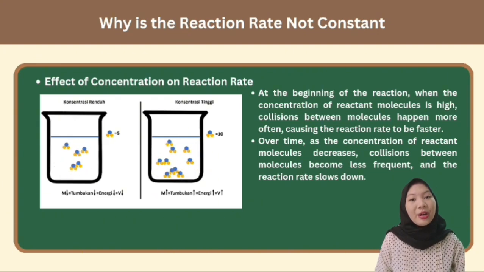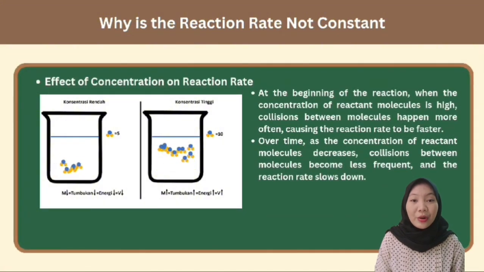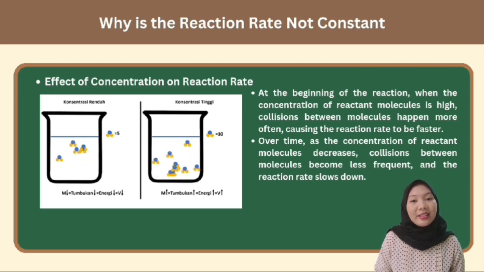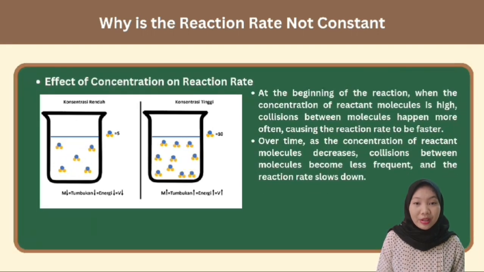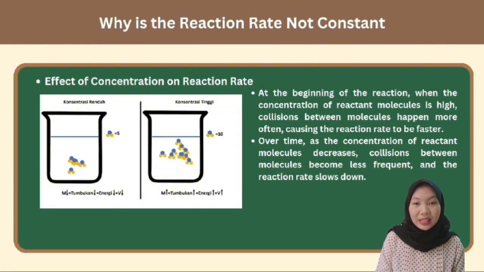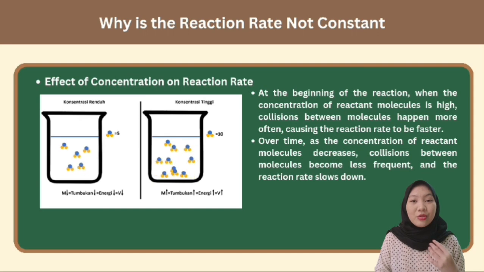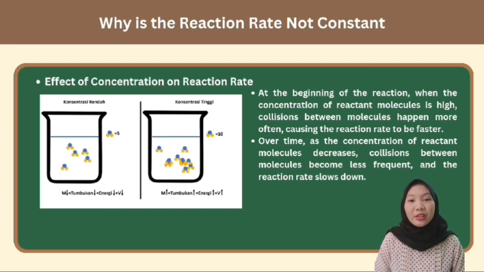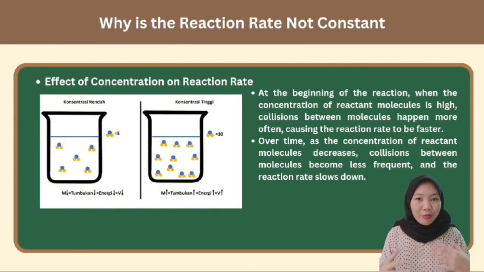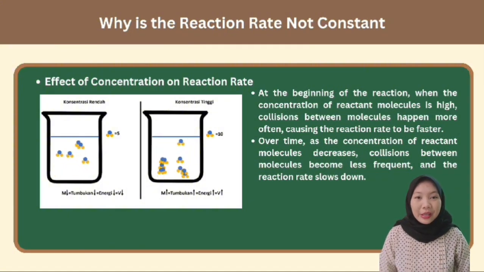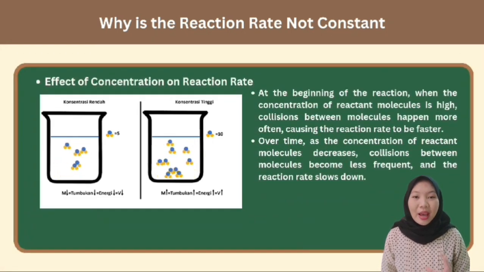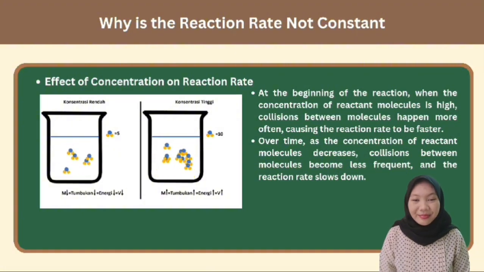However, over time, the concentration of reactant molecules decreases because they are being used to form product. As the number of reactant molecules decreases, the chances of collisions between them also become less frequent. This results in the reaction rate slowing down as time goes on. So to make it clear, when there are more reactant molecules, they collide often, making the reaction faster. Over time, as reactants decrease, collisions happen less and the reaction slows down.